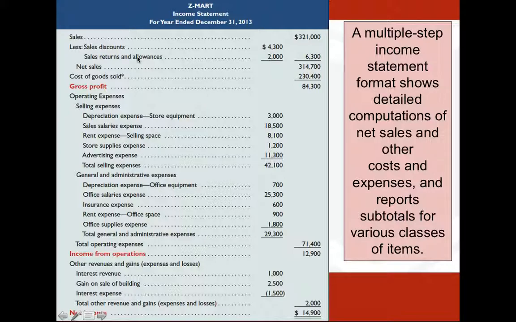The final thing the chapter talks about, and I don't know if it's in your homework or not, is what we call a multiple step income statement that is used by a lot of retailers and merchandisers. You can see it starts with sales. We back out sales discounts, sales returns, and allowances and get a net sale number. Then we back off our cost of goods sold to get a gross profit.